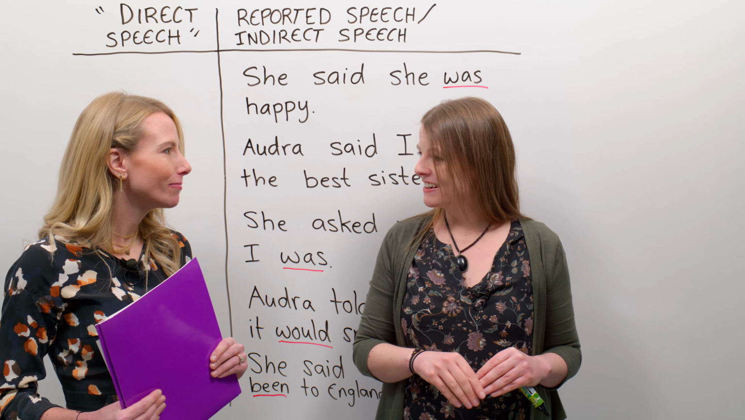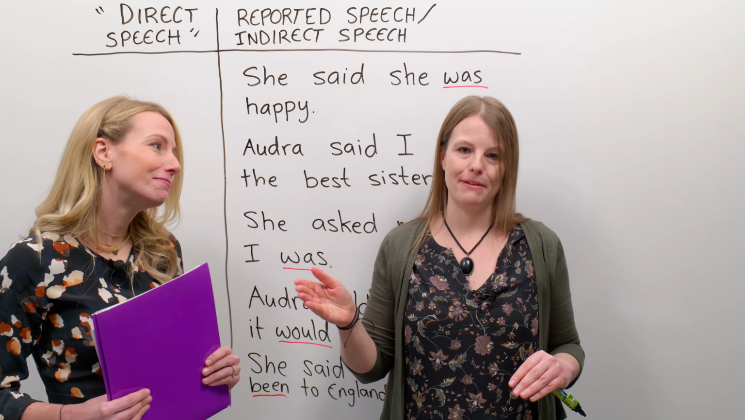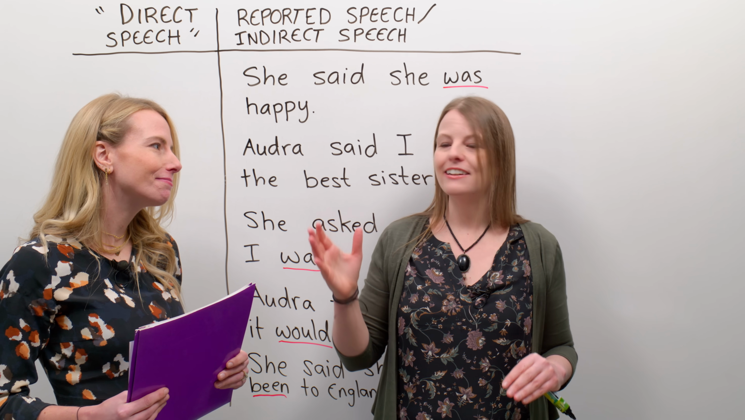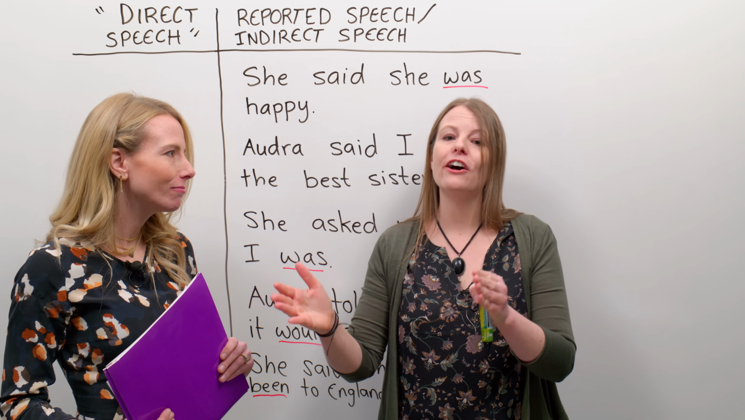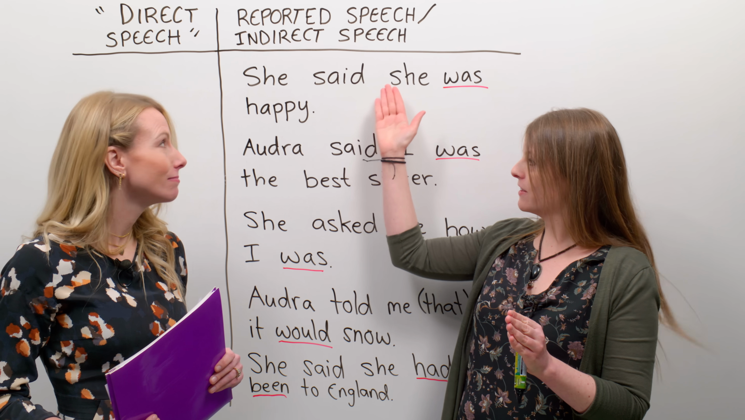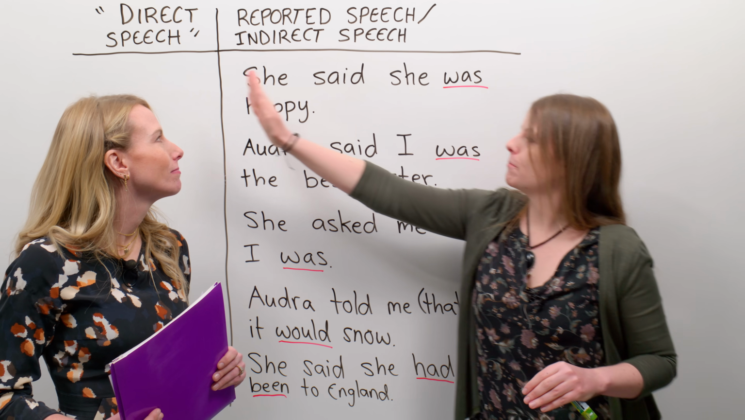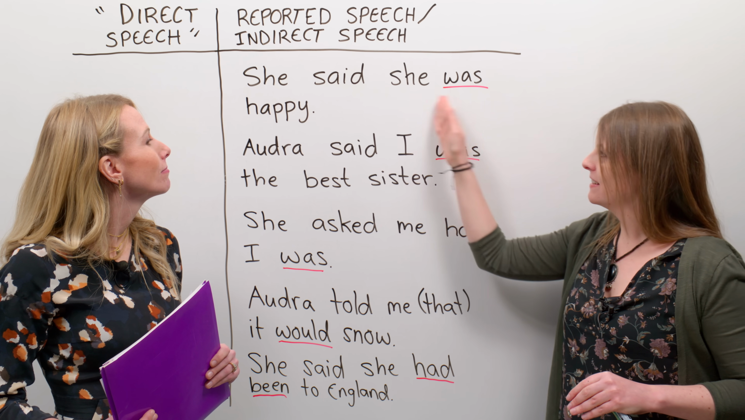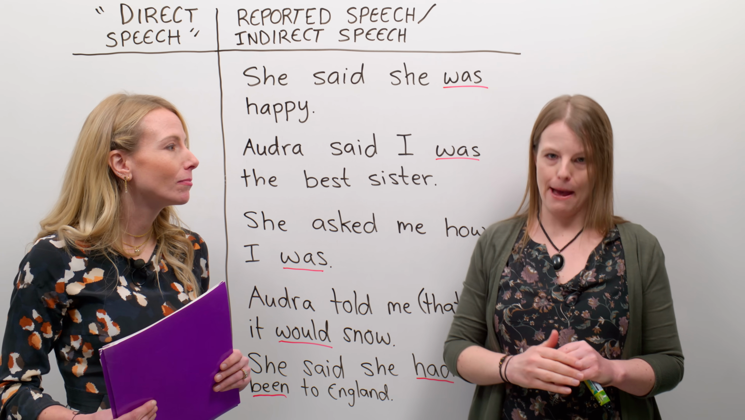Audra, what did you say again? I said, I'm happy. So Audra said, I am happy, or I'm happy. So that's in the present tense. You'll notice when I changed Audra's words to reported speech, I had to use the past tense. So the present tense became the past tense. She said she was happy.